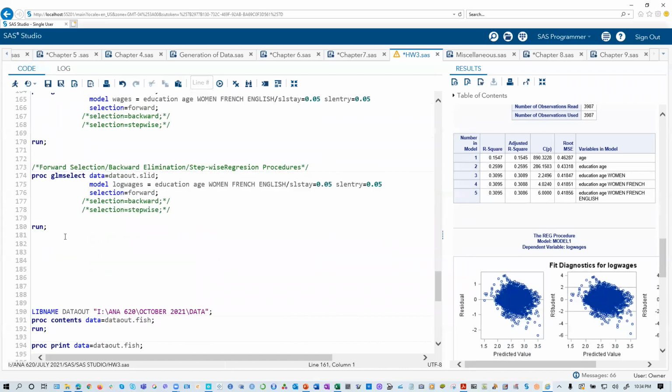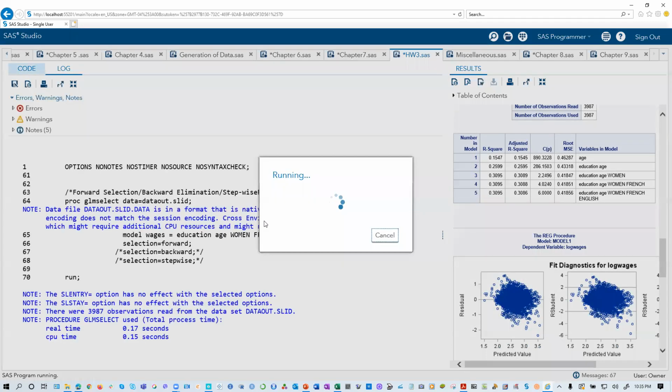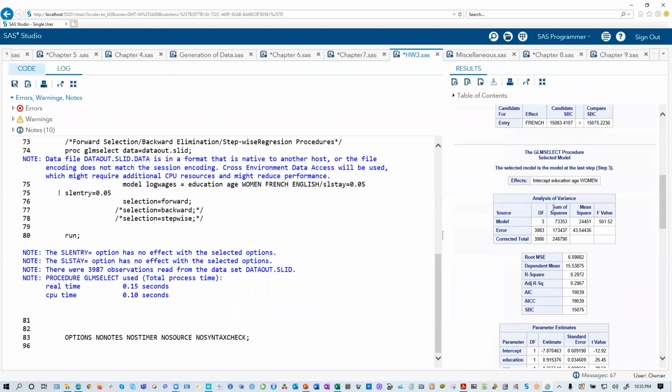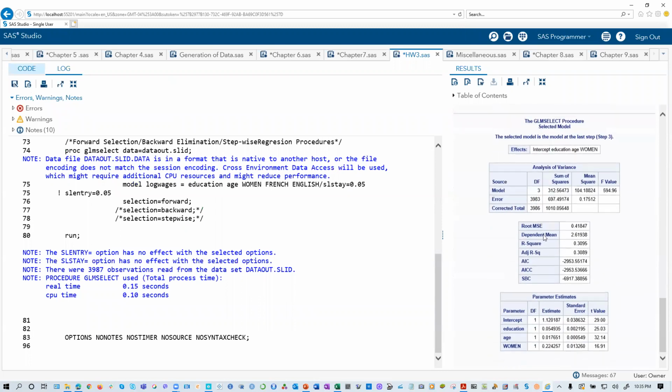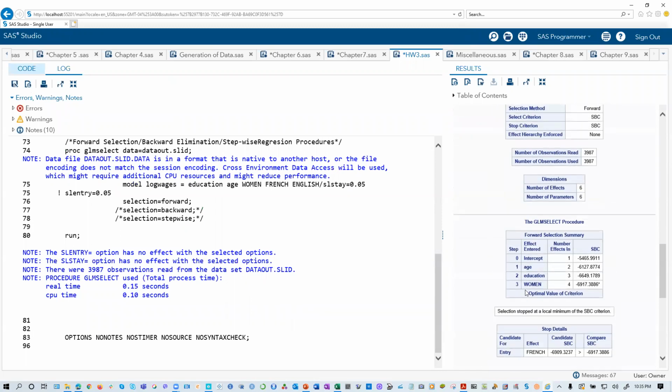This one, the forward selection and backward selection method, would produce the same thing or not, when we have a dummy variable? With dummy variables, without dummy variables. With dummy variables, what are you gonna have? Education, age, and women. That means this one for the log one. The other one, education, it's the same.